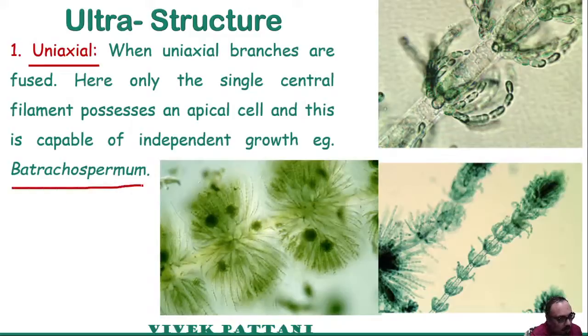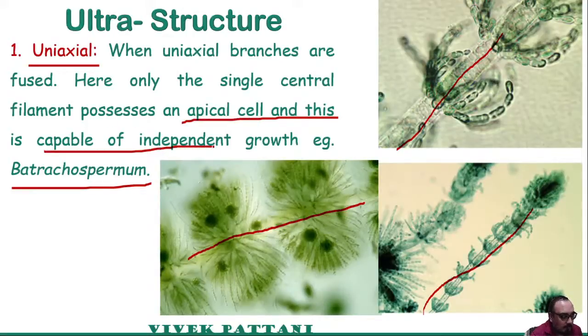All three photographs are of Batrachospermum, where you can see simple uniaxial branching. When uniaxial branches are fused, only the single filament possesses an apical cell, and this is capable of independent growth.